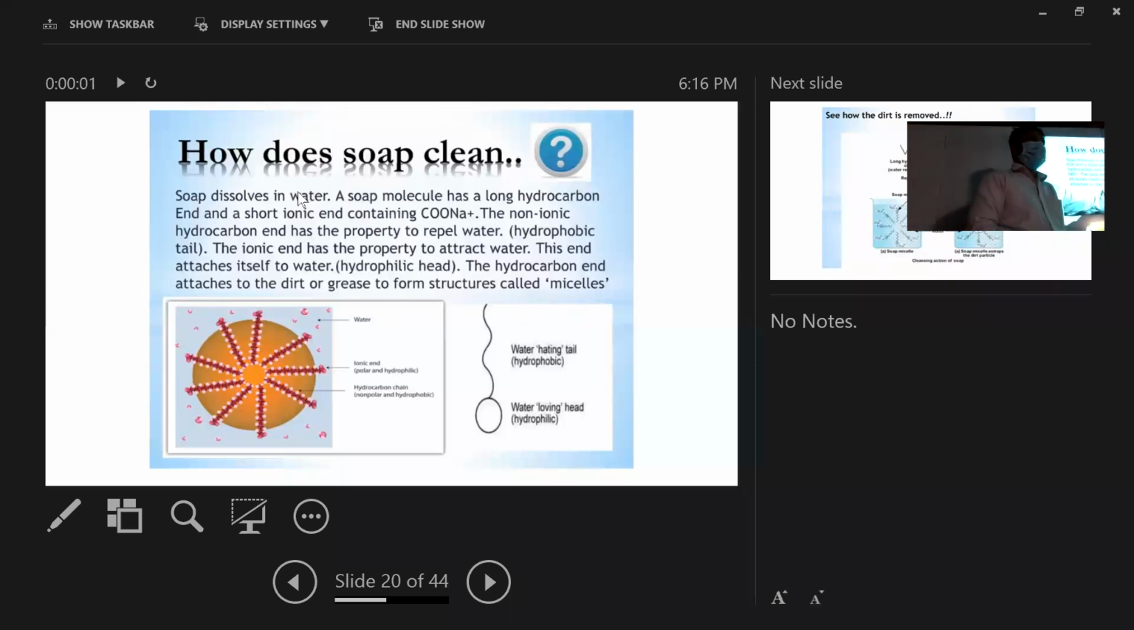So you can remove the water and wash two or three times. In that case, you can take away the dirt.